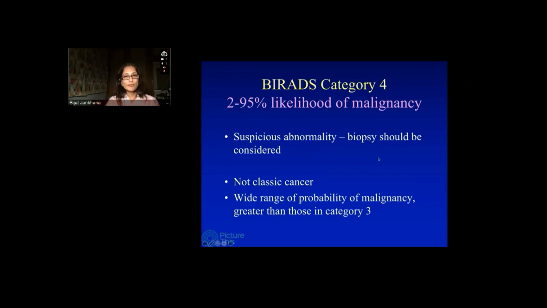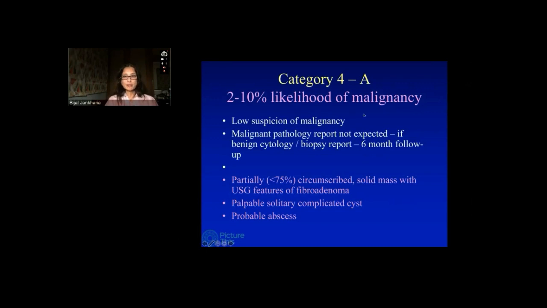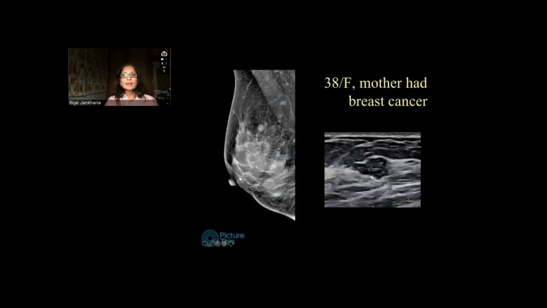So let's go on to 4A, that means 2 to 10% likelihood of malignancy. This is a low suspicion of malignancy. So what comes in this? This 38-year-old female had a mother with breast cancer. This is the lesion we saw.